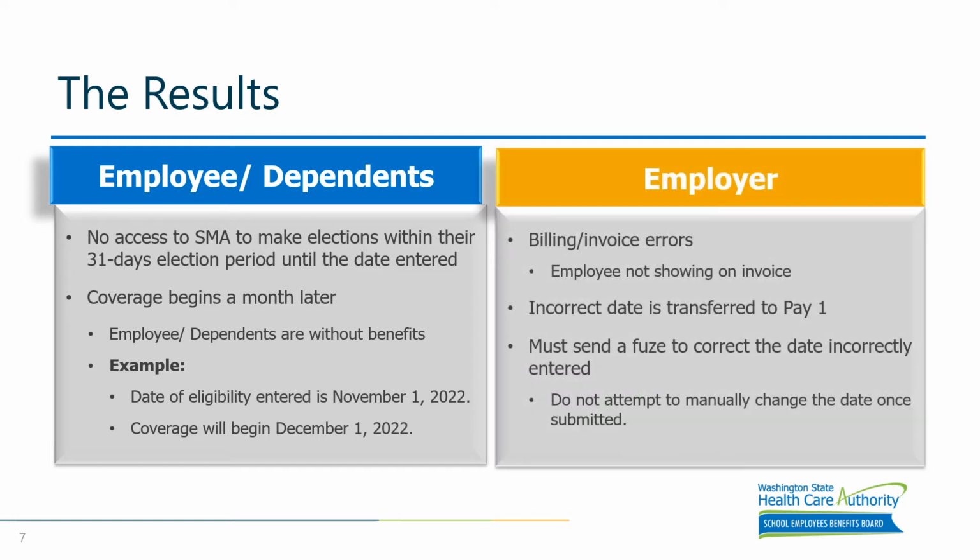What's the impact to the SEBB organization? Billing and invoice errors, the employee not showing up on their monthly invoice. The incorrect date is transferred to Pay1. Again, if this happens, you must send a fuse to correct the date incorrectly entered to our Outreach and Training customer service representatives. Do not attempt to manually change this date once you've entered and submitted the date in SEBB My Account.